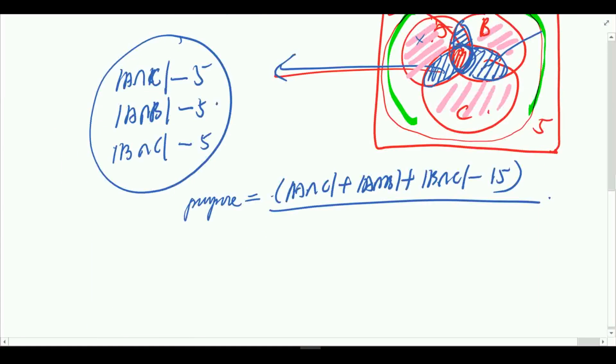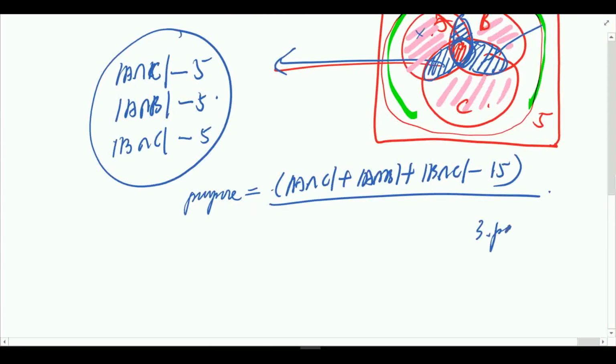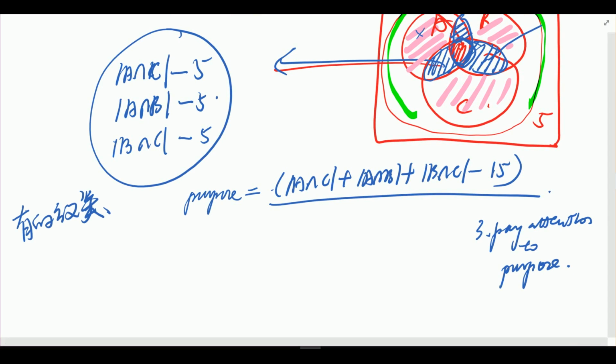Then what I do is use my third strategy: pay attention to the purpose. In problem solving, no matter whether it's mathematics or not, we very often start from the purpose, from the goal. In Chinese we call that 有的放矢. In English that means if you want to shoot, you must find out your target first.